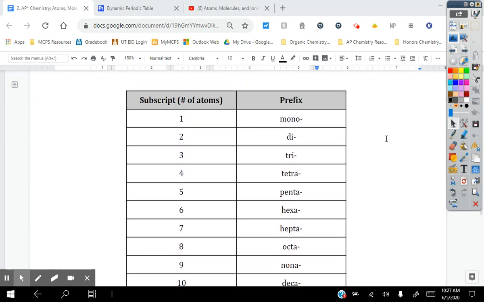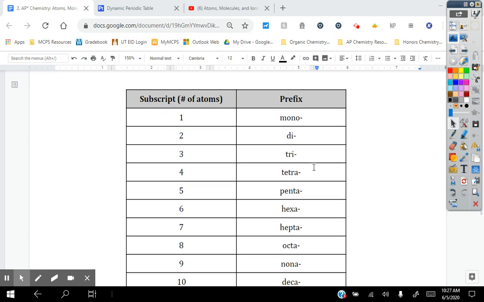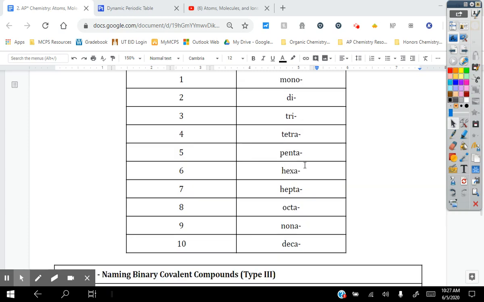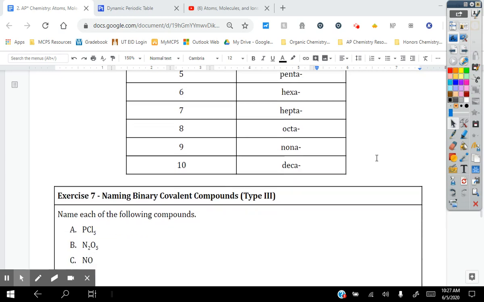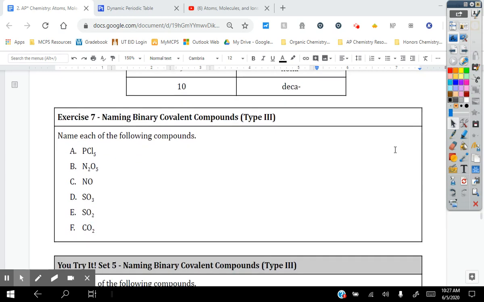So a lot of these look similar to what you've used maybe in a geometry course, but the first four might be a little different. Mono, di, tri, tetra is 1 through 4, but then once we pick up with penta on, it's the same as you would with like a pentagon or a hexagon to determine the number of sides. So let's do some examples.